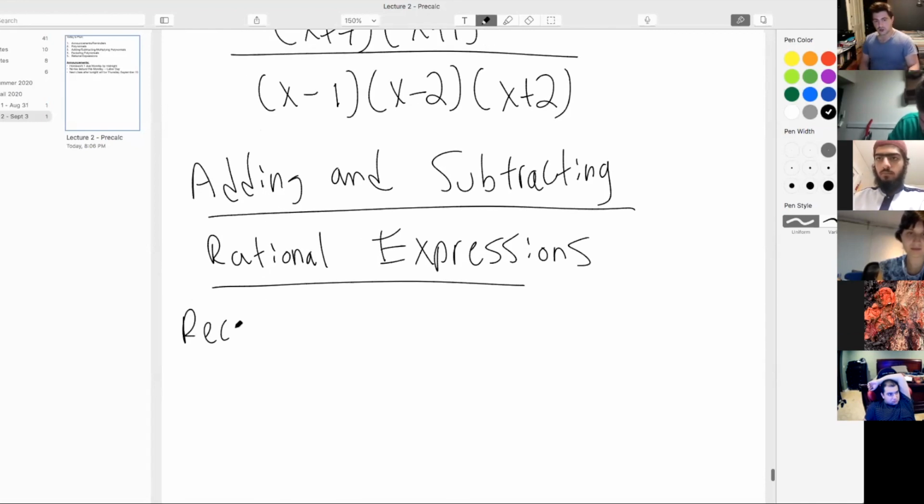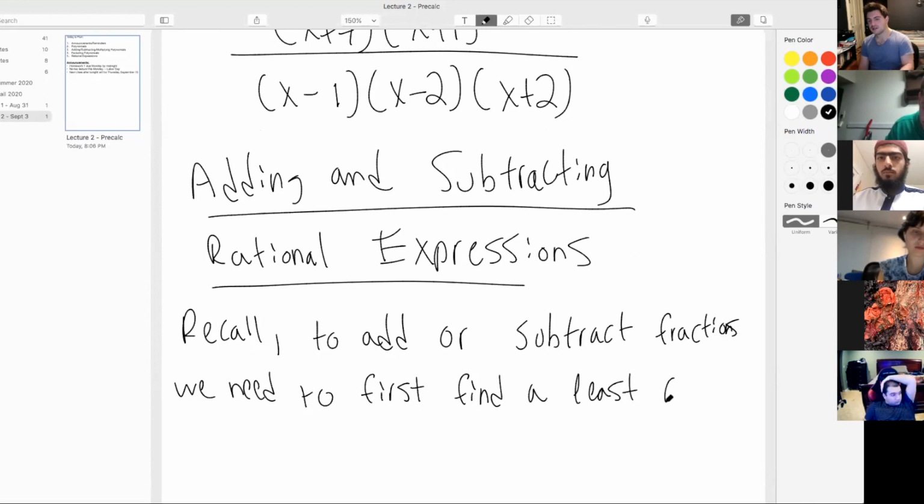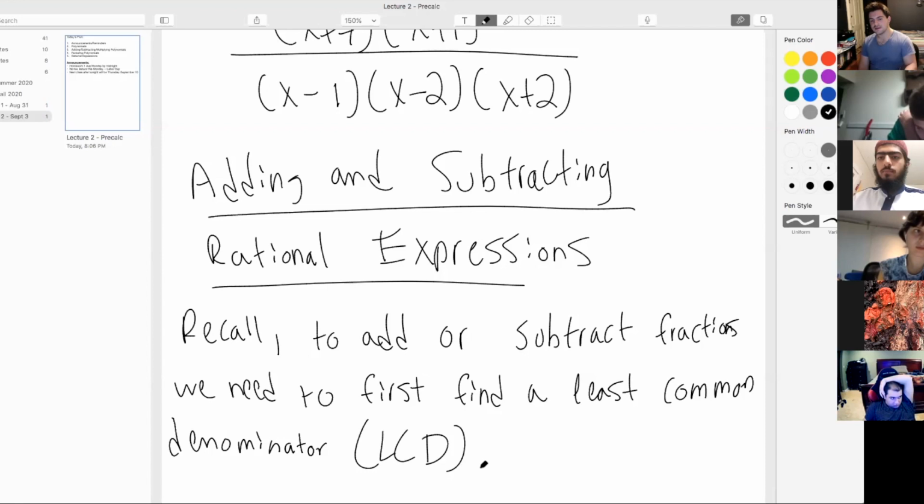So first, recall that to add or subtract fractions, we need to first find a least common denominator, which I will always shorten to LCD.